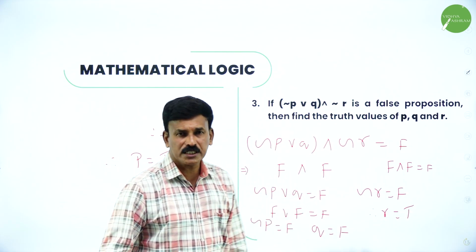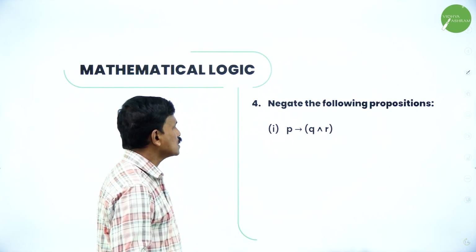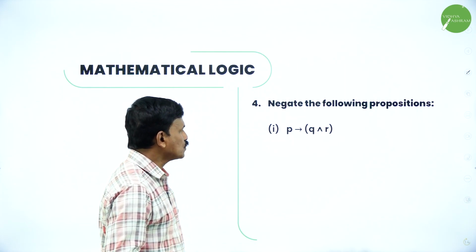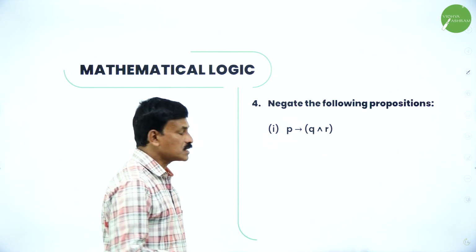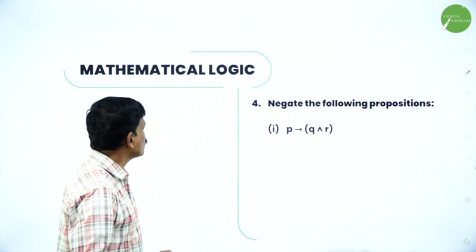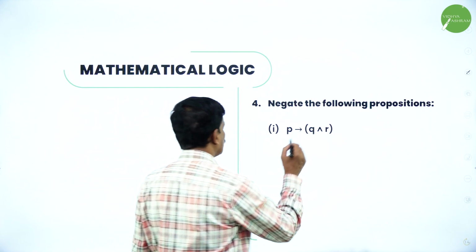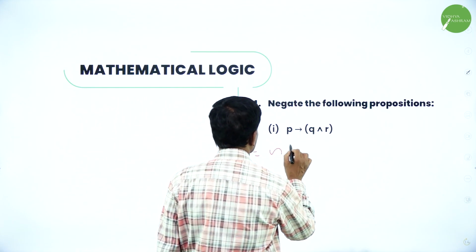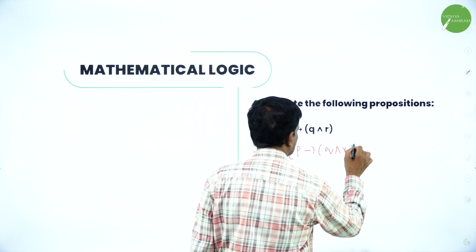Let us move on to the next set of problems. Negate the following propositions. What is given? P conditional to Q conjunction R. So we have to negate the given statements. So given propositions, right? Now let us take this problem. What is given? P conditional to Q conjunction R, negation of this. So this is equal to negation of P conditional to Q conjunction R.